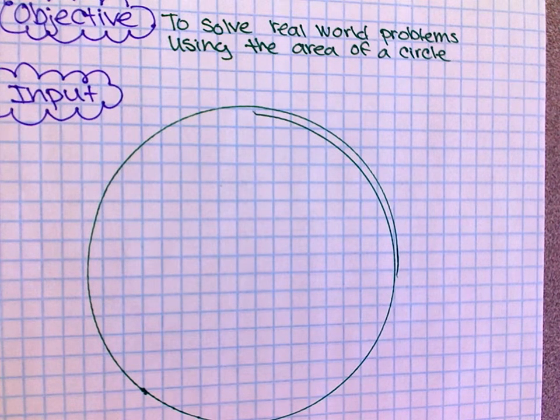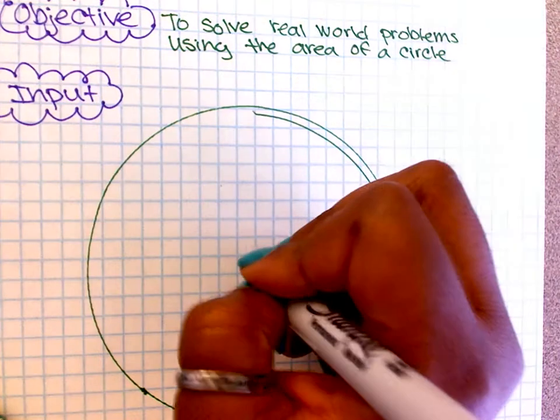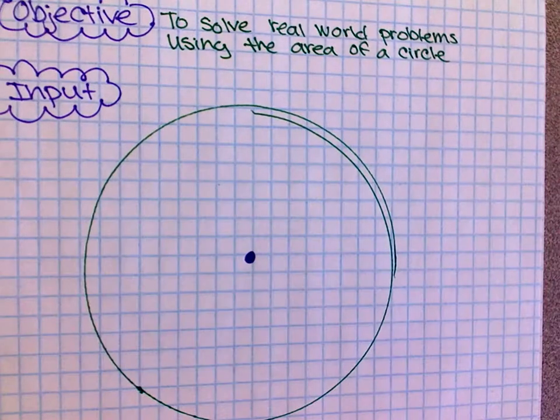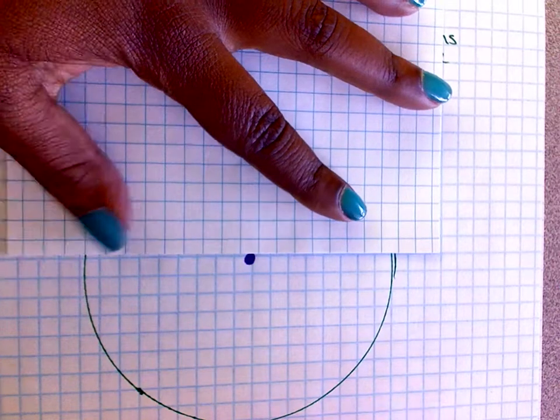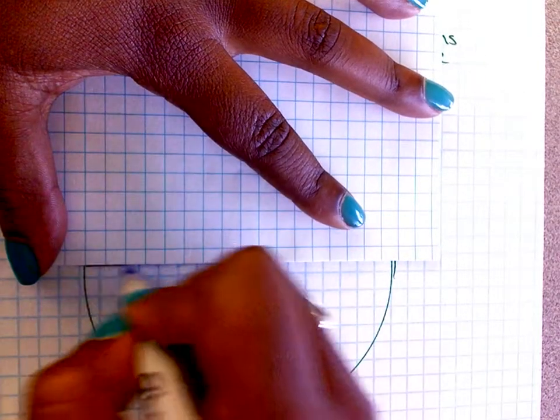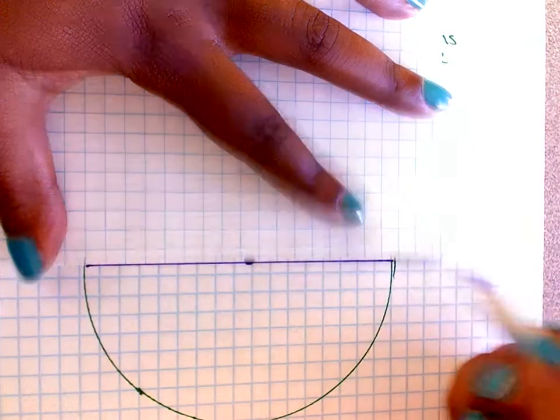Thank you for having your pencil in the air, Maverick, showing me that you're ready to go. Okay, we're going to label some parts of a circle. The first thing I want you to do is draw a dot in the center. Without talking. And then I want you to draw a line across the center of your circle to that dot.